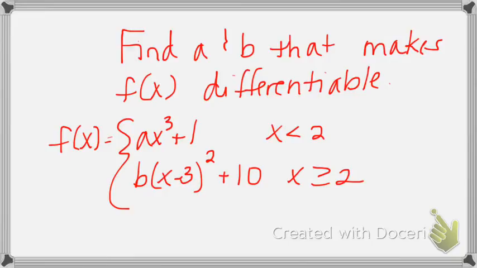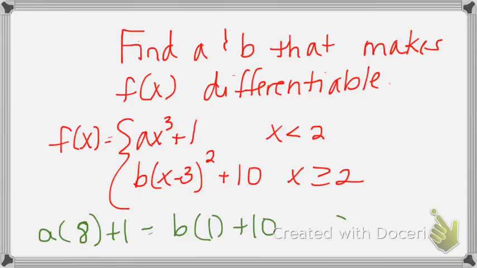So what I would first start to do is plug a 2 in for x. When I do that, I get a times 2 cubed, or 8a. And then on the bottom I would have b. And then 2 minus 3 is negative 1. Negative 1 squared is 1. So I have this equation, 8a plus 1 equals b plus 10. But that doesn't really help me solve for a and b.